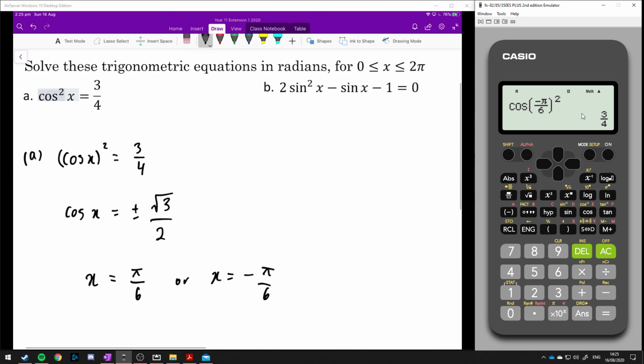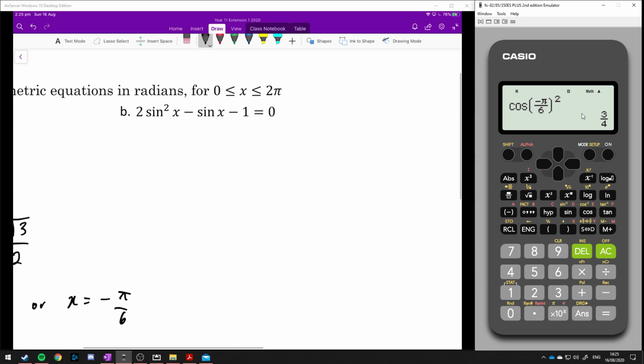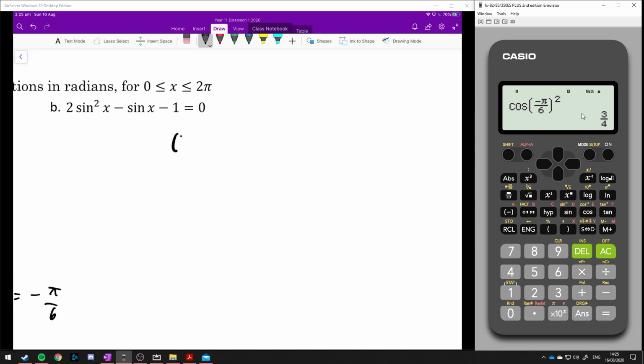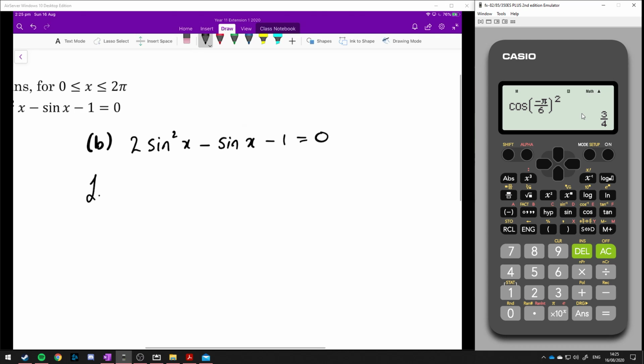Number 2, though, is a little bit trickier. So part B, we're going to have to do some substitution. So we've got 2 sine squared x minus sine x minus 1 is equal to 0. So let's let u be equal to sine of x. By doing that, this allows us to write this as 2u squared minus u minus 1 is equal to 0. And then this just becomes a quadratic that we know how to solve.